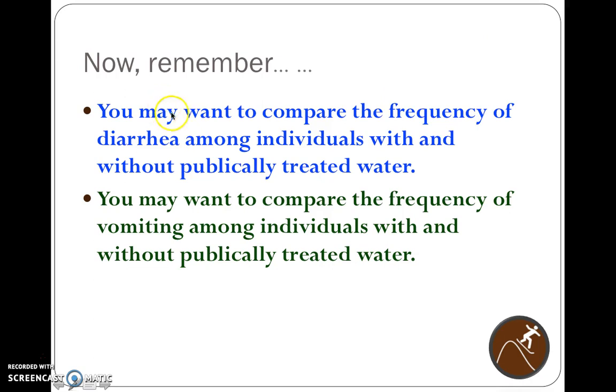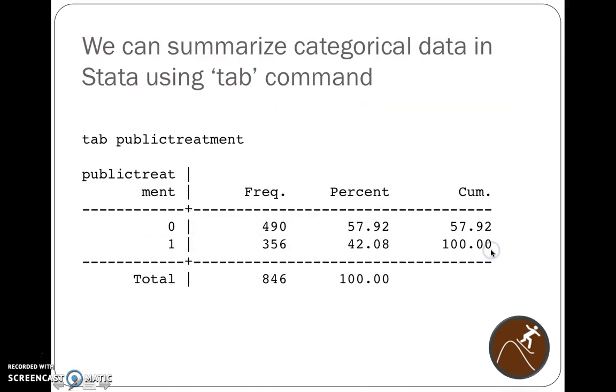So remember, we might want to compare the frequency of diarrhea among those with and without publicly treated water. And we could also look at maybe the frequency of vomiting among those with and without publicly treated water. In Stata, we can use a simple command just to look at the frequency of public treatment. This is the most basic. Among those that were in our study, you can just type in tab and then click on the variable public treatment, and you can see there were 490 without it, 356 with public treatment, and then it gives us the percentages. 57.92% had no public treatment in our study, 42% had public treatment.